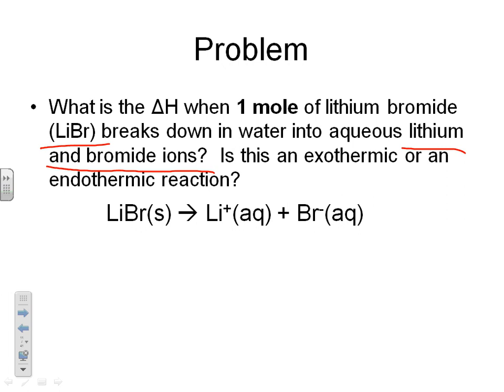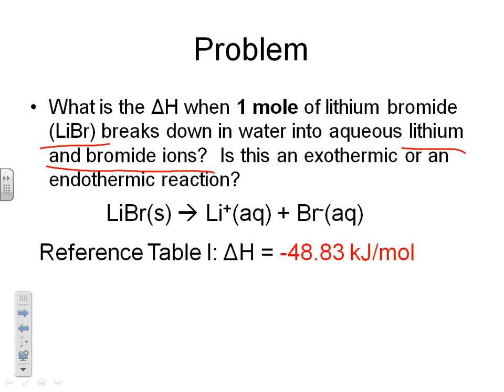Hopefully you found it. So the enthalpy for this reaction, just reading straight off of table I, delta H is negative 48.83 kilojoules per mole. That means that 48 kilojoules are exchanged in this reaction, and that negative sign out in front, as the table tells us, means that those 48 kilojoules are lost. It's an exothermic reaction.